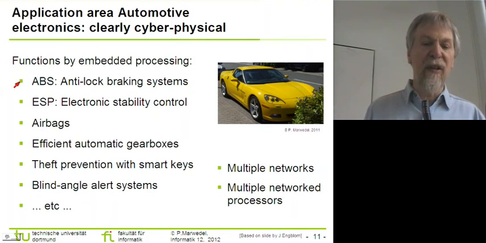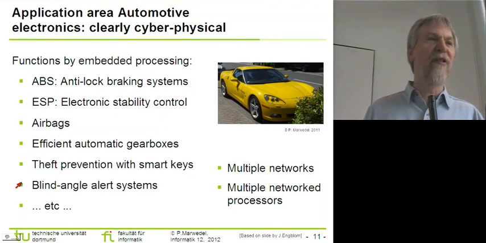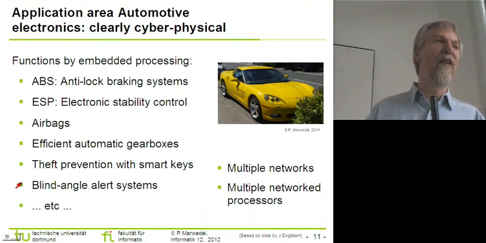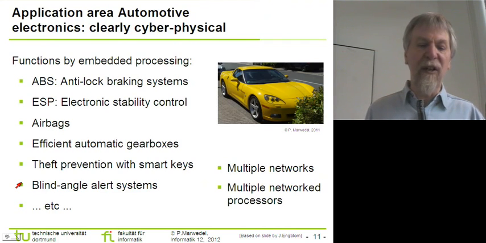So you find anti-lock braking systems, you find electronic stability control, you find airbags, efficient automatic gearboxes, theft prevention with smart keys, and more recently, blind angle alert systems have been introduced. So in the high-end cars, you will have an automatic system that will provide you with a warning in case you start to overtake, and in case there is some other car in the lane that you're about to enter.